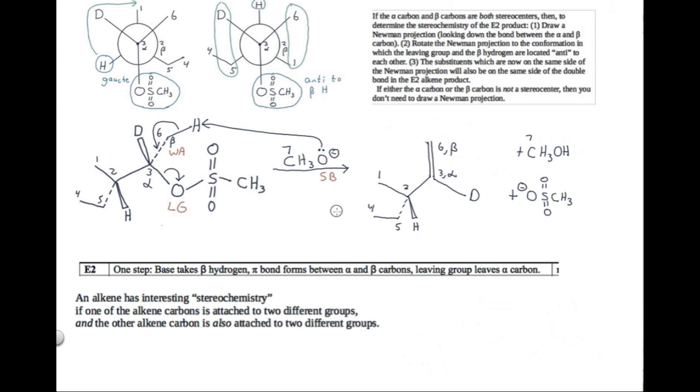That confirms that we didn't need a Newman projection for this problem. Remember, the purpose of the Newman projection is to determine the stereochemistry of the E2 product. This product didn't have any interesting stereochemistry, so there was no need for the Newman projection. We could tell ahead of time that we didn't need the Newman projection because carbon 6 was not a stereocenter.